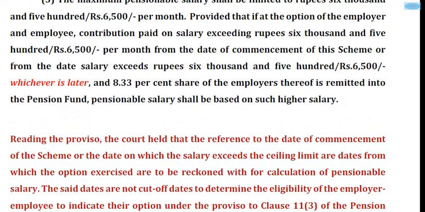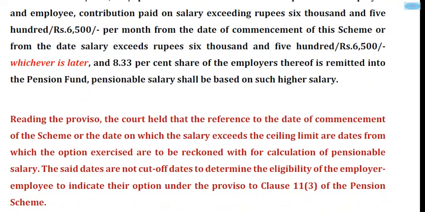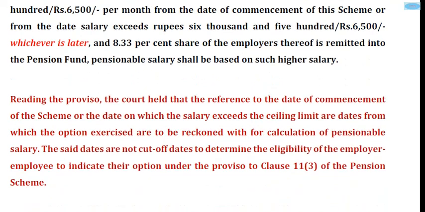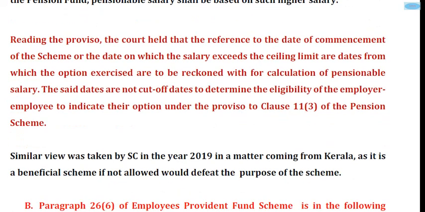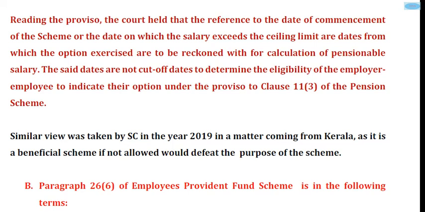So, reading the provision, the court held that the reference to the date of commencement of the scheme, or the date on which the salary exceeded the ceiling limit, or the dates from which the option is to be exercised or renewed with the calculation of pensionable salary, are not the cutoff dates to determine the eligibility of the employer and employee to indicate their option under clause 11 subclause 3 of the pension scheme. The court held that. A similar view was taken by the SC in the year 2019.